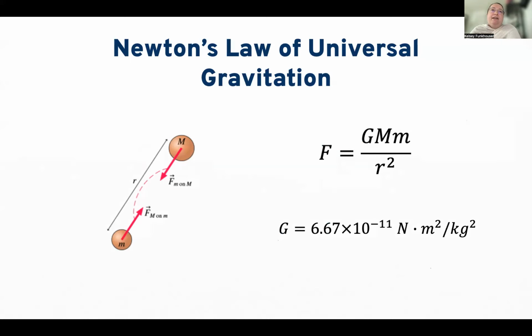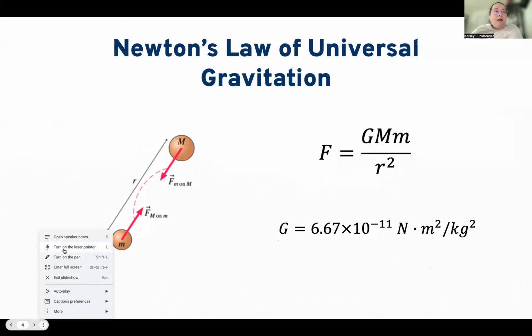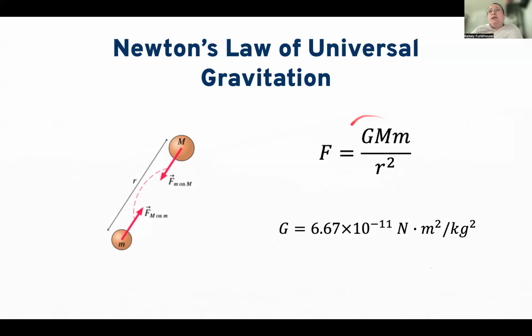We have 2 masses here, big M and little m, and they're separated by a distance r. Apologies for the pixelated image. Each mass is experiencing a force due to the gravity of the other mass. The force is given by this equation here. Force equals G big M little m over r squared.